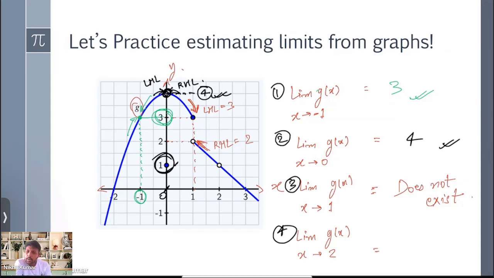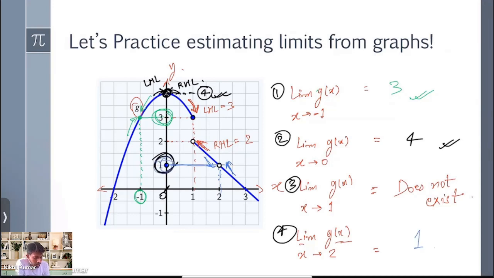Simple as that. Finally, let's figure out what is the limit of this function g of x when x approaches the value 2. When x approaches the value 2, we can approach this value from two sides, from the left hand side or from the right hand side. Whichever side you approach this point, you're going to get this value only.